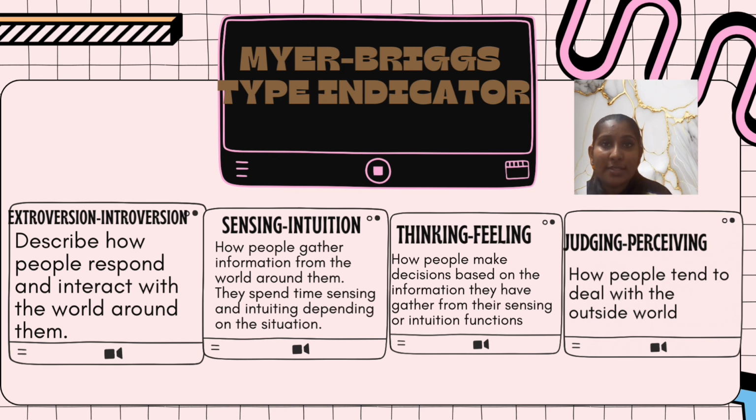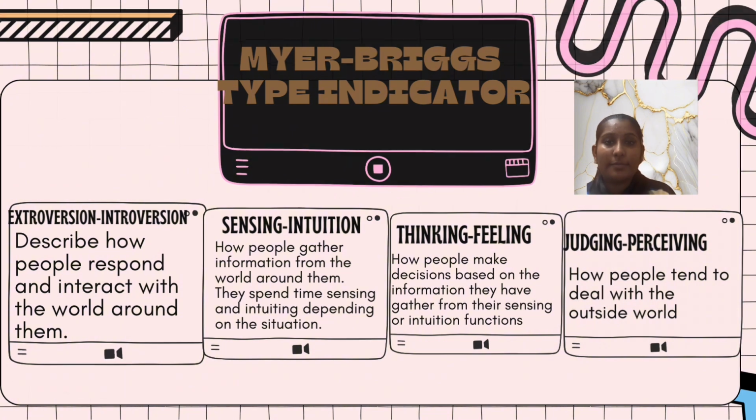The third one is thinking, feeling, how people make decisions based on the information they have gathered from their sensing or intuition functions. The last one is judging, perceiving, how people tend to deal with the outside world.